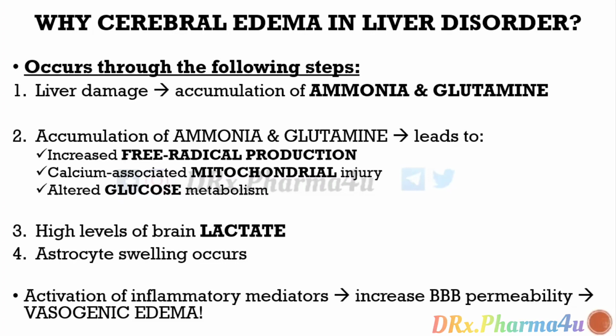There is another factor, that is activation of inflammatory mediators. When there is an inflammation in any part of the body, that also causes edema. If there is an action of inflammatory mediators, then that can increase the permeability of the blood-brain barrier. In that condition also, vasogenic edema can happen, which can lead to cerebral edema. So there are two mechanisms: one is the role of ammonia and glutamate, and also the role of inflammatory mediators.